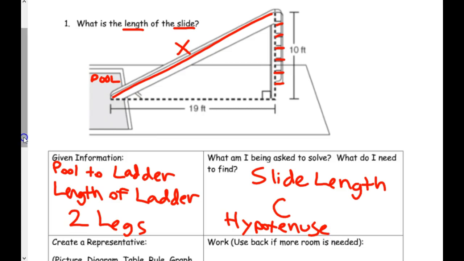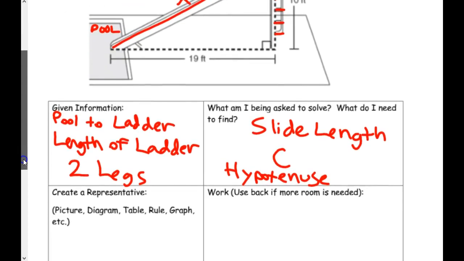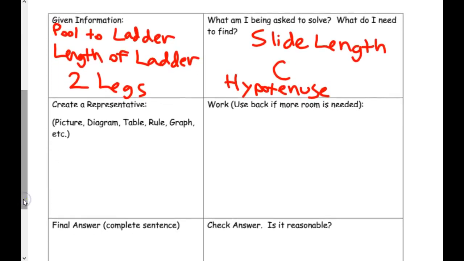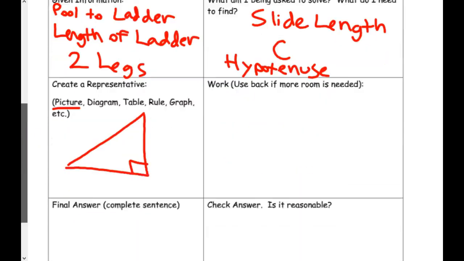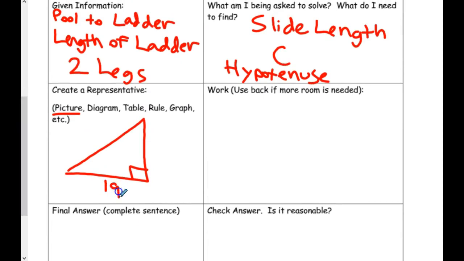Okay. I'm going to move it down a little bit. So if I were to redraw this as a picture, it's a right triangle with 19 and 10 and X. This is my C, right? So let's do the work in the box that says work. We're going to set it up. A squared plus B squared is C squared. 10 squared plus 19 squared equals X squared.